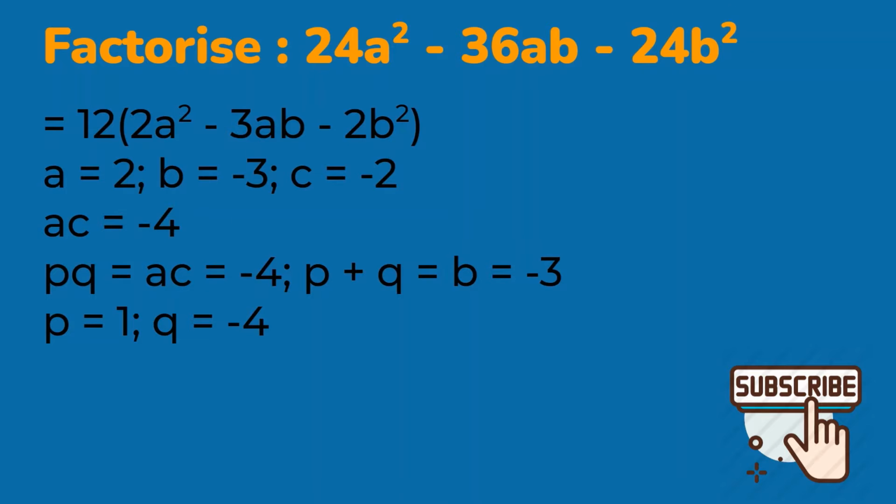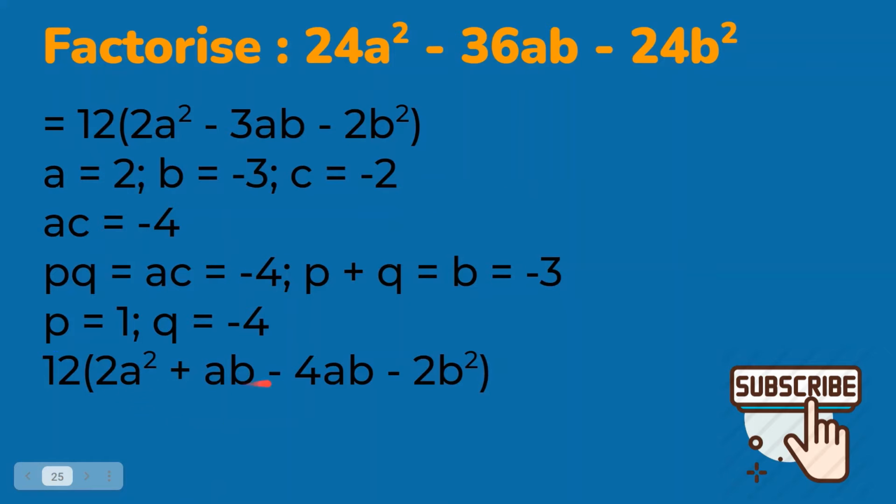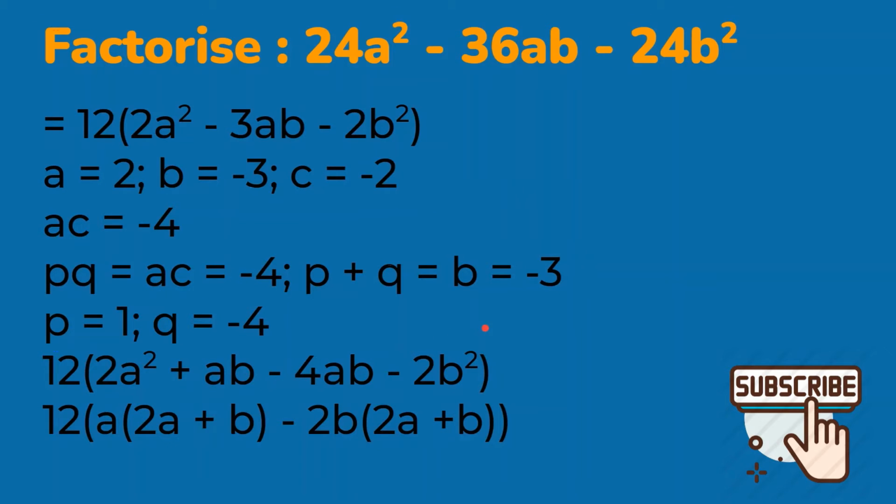Now we'll rewrite this equation in the form of 12 times 2a squared plus ab minus 4ab minus 2b squared. Now we'll take a common in the first two terms like we did in the previous two questions, and we'll follow the same method to take 2b common in the last two terms, and we'll take 2a plus b common. So we have 2a plus b times a minus 2b, and this all is multiplied by 12, which we should not forget. We have solved this question, and this is our answer.